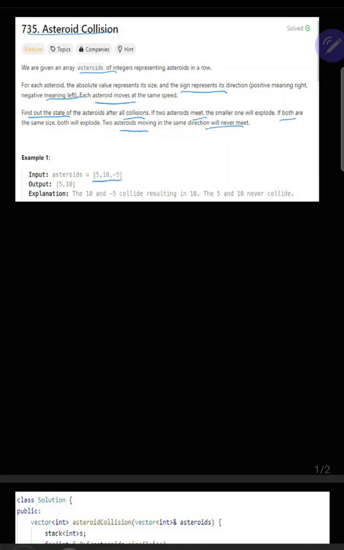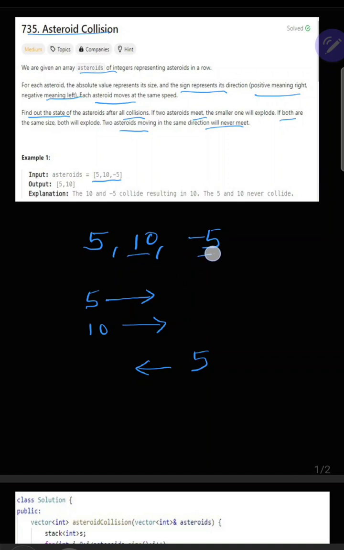So for example, we have 5, 10 and -5. The asteroids have sizes 5, then 10, and then 5. According to the question explanation, 5 will be moving in the right direction. 10 is also moving in the right direction, because they are greater than 0, means they are positive. Positive meaning right direction. And the -5 is moving in the left direction, so they will collide. This 10 and this -5 will collide.